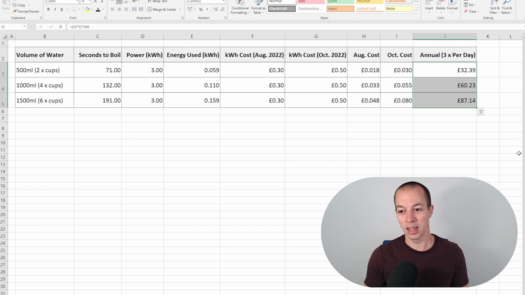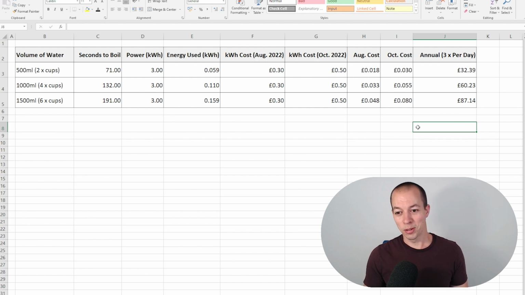So based on 3 boils a day, you'll be looking at around £30 for a 500ml, £60 for 1 litre, and just under £90 for 1,500ml of boiling water. So I think those costs are still fairly shockingly low. But having said that, there's still no reason to overboil, and you can see how much money you do waste if you overfill the kettle.